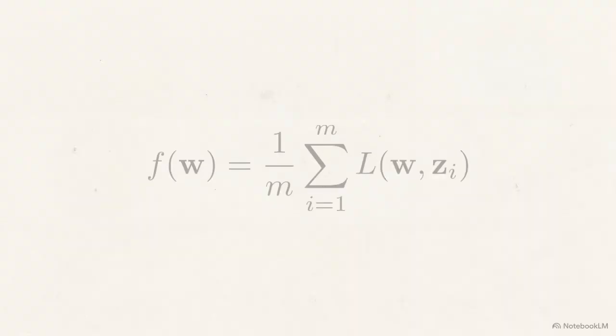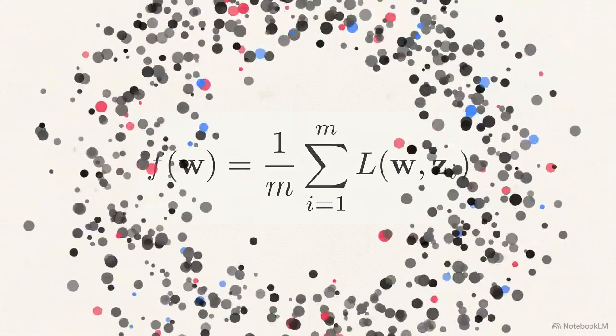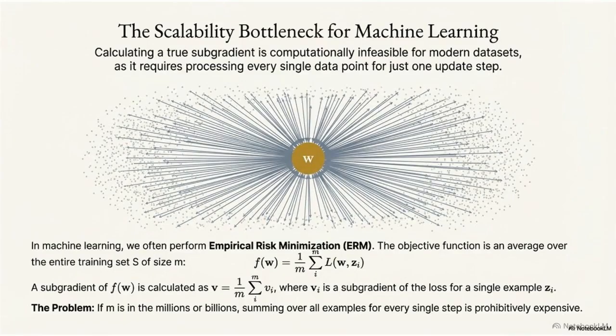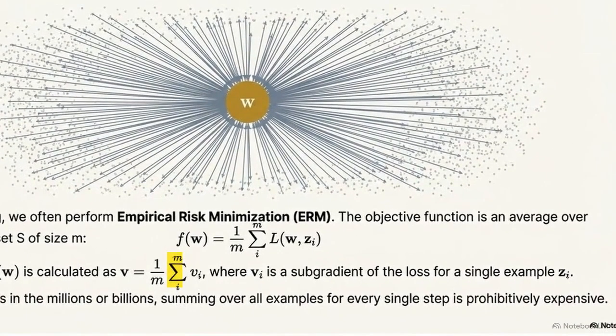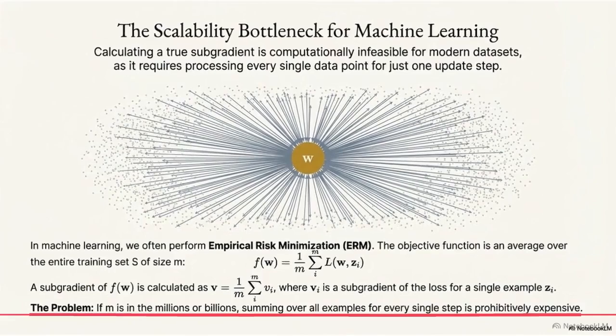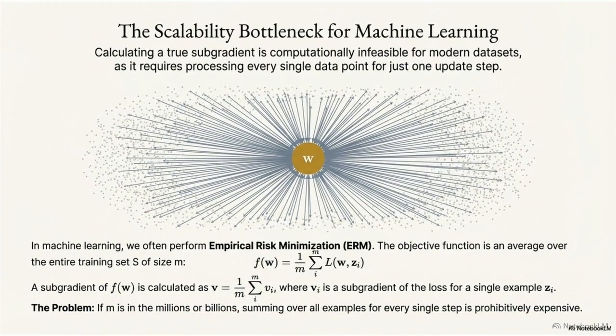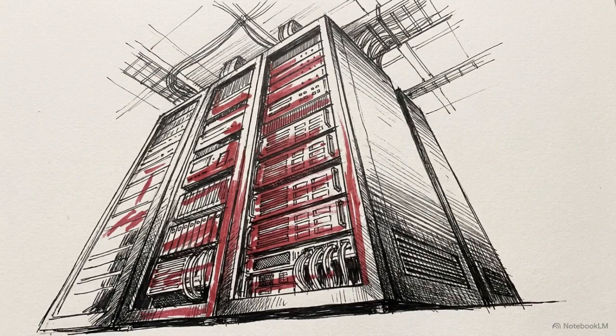The math works perfectly on paper, but deploying it across modern AI datasets hits a massive physical limit. As this diagram illustrates, calculating a true subgradient requires the computer to map out this entire dense web of arrows. It has to process the loss for every single piece of training data you have. To take just one step downhill, the computer must run a summation across all examples. When a model trains on millions or billions of parameters, calculating that total for every single millimeter of movement becomes completely impossible. The subgradient method solves the geometry problem, but it fails against the hard engineering limits of computing power.